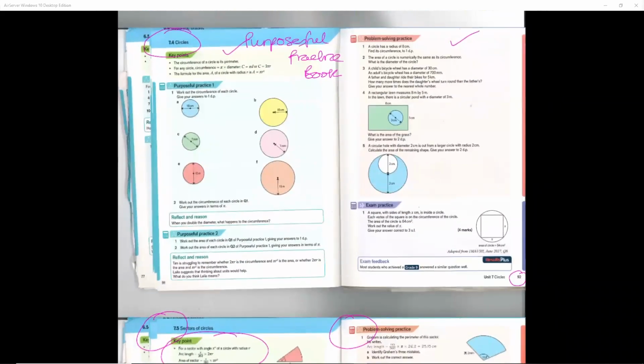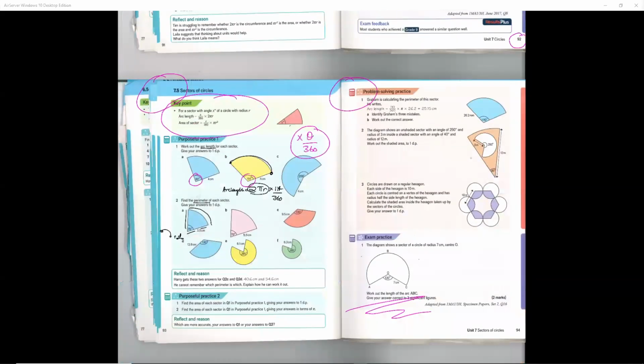The purpose of practice books. Everybody should have done section 7.4 circles completely without any problems. That's the one we did all the work for. 7.5, we did the work on sectors, but we did easier versions, like a quarter of a circle, half of a circle. They were quite easy compared to the questions we've done here.